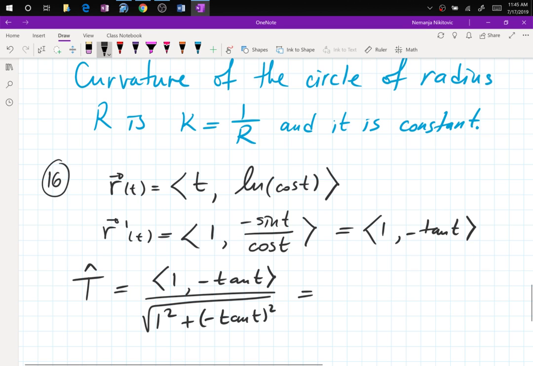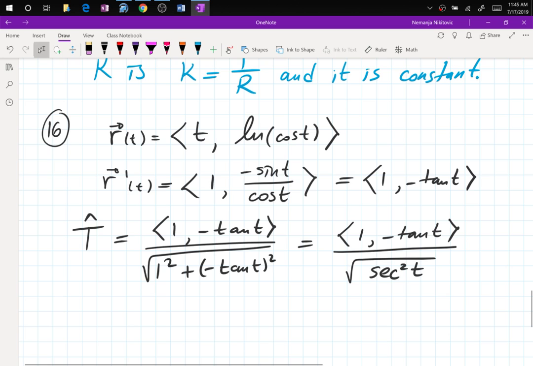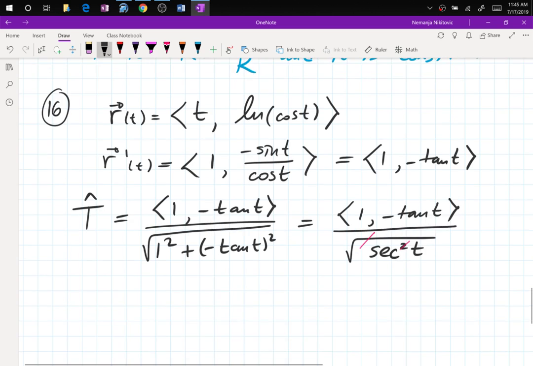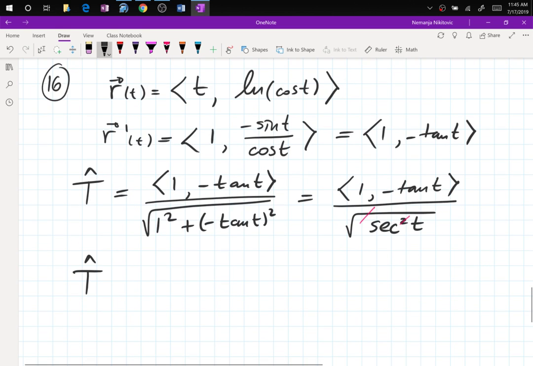So when you square a negative, it goes away. This becomes 1 negative tangent t divided by square root of secant squared t. 1 plus tangent square is secant square. And this is where the square root and the square cancel. So your t hat as a vector is now 1 over secant t, comma, negative tangent t over secant t.